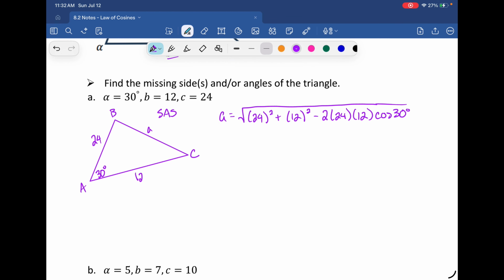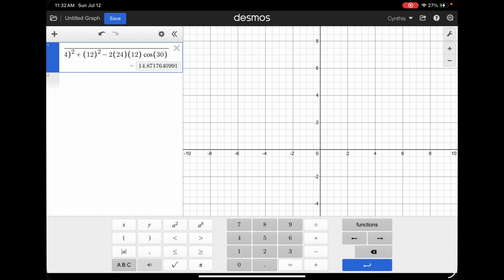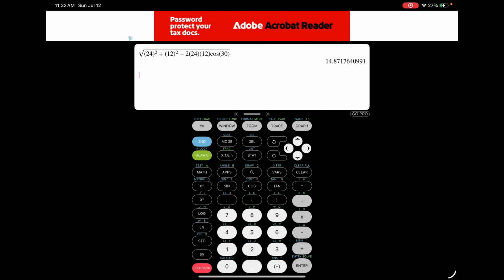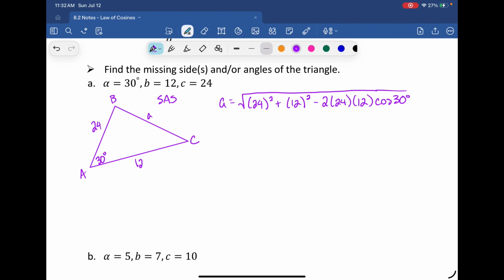I've got this typed into Desmos, 14.872. And I've got this typed into my emulator, 14.872. Both of these I made sure I was in degrees. So A equals 14.872. Then your next step would be to find any of the remaining 2 angles. So I can find either angle B or angle C. It honestly does not matter. I'm going to find angle B just because it's there.